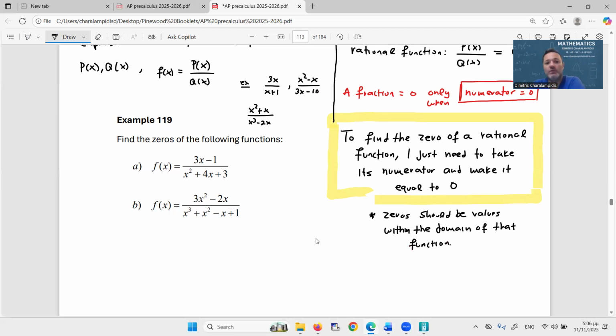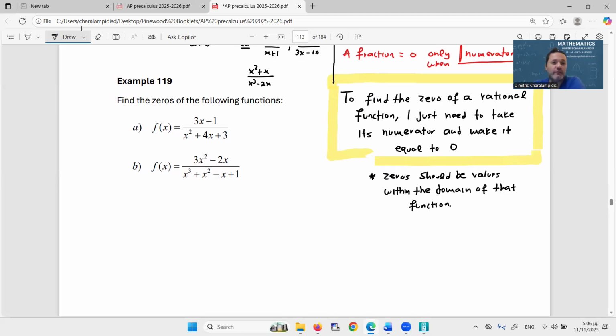For now, let's work together these two examples. Find the zero of the following functions. Let's start with A. In order to find the zeros, I need to make f(x) equal to 0. But then this means (3x minus 1) over (x squared plus 4x plus 3) equals 0. A fraction is equal to 0 only when its numerator equals 0. So 3x minus 1 should be 0, from where it's easy to see that x is 1/3, and that should be the zero of it.